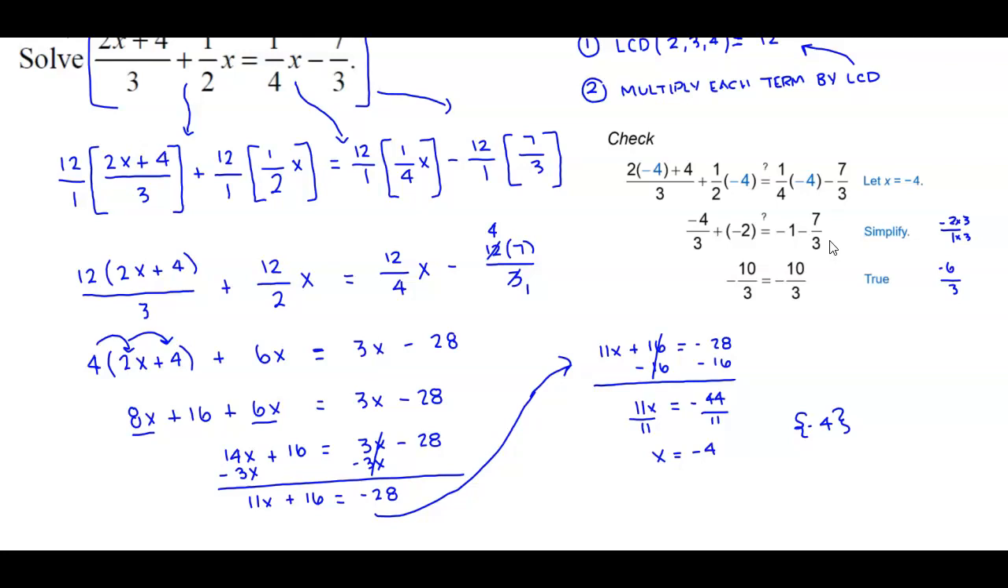Well, this negative 6 over 3 minus 4/3 gives us negative 10/3, which is equal to negative 10/3 over here. Because this negative 1 is the same thing as negative 3 over 3, minus 7/3, which gives us this negative 10/3. And we can see that it checks.